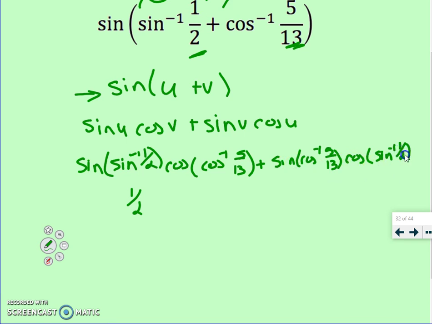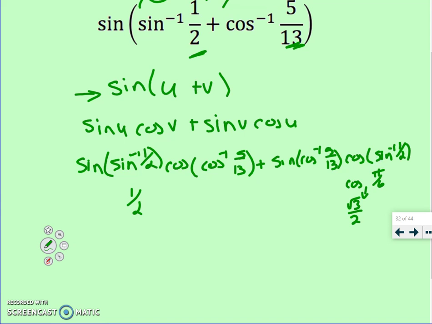Well, sine inverse of 1/2, the angle that gives us a sine value of 1/2 between negative pi over 2 and pi over 2 is 30 degrees, or pi over 6. So that is cosine of pi over 6, which then becomes the square root of 3 over 2. So that's the cosine output of that particular angle, pi over 6.